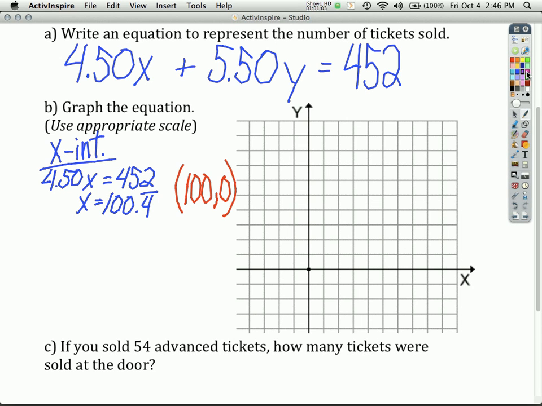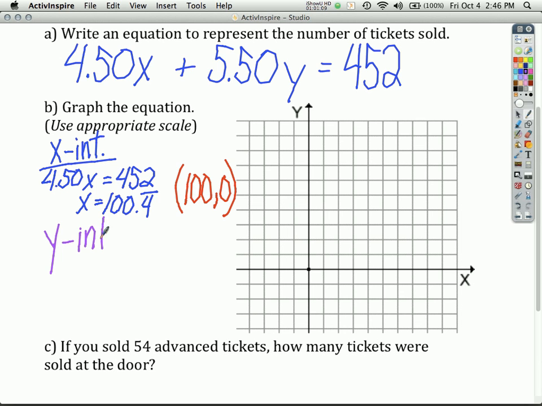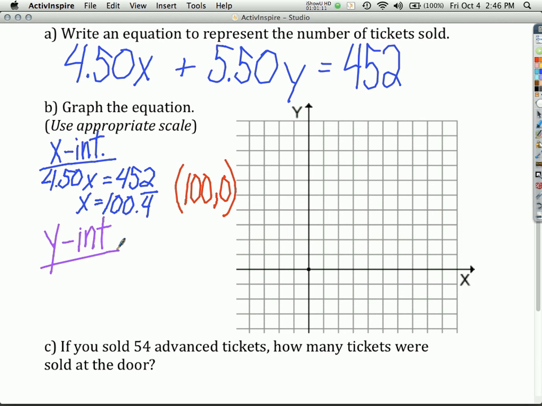Does anyone have any questions on how we did that? So now we need the y-intercept. How do we find the y-intercept, Kamoy? We replace the 4.50 with a 0, and then we do 5.50y equals 450. Okay, well, you said the second part right, but the way you said the first part was a little strange. You said replace the 4.50 with a 0? It sounds better in my head. Okay, good. I'm sure it did. I know what you meant. You meant replace the x with a 0, and that whole term becomes a 0.